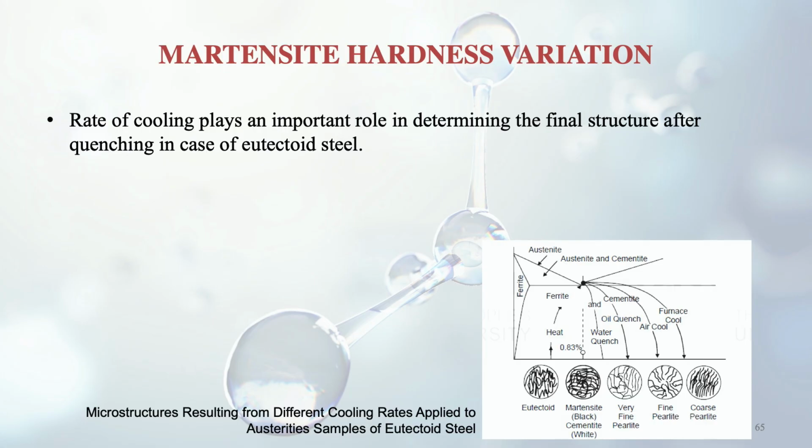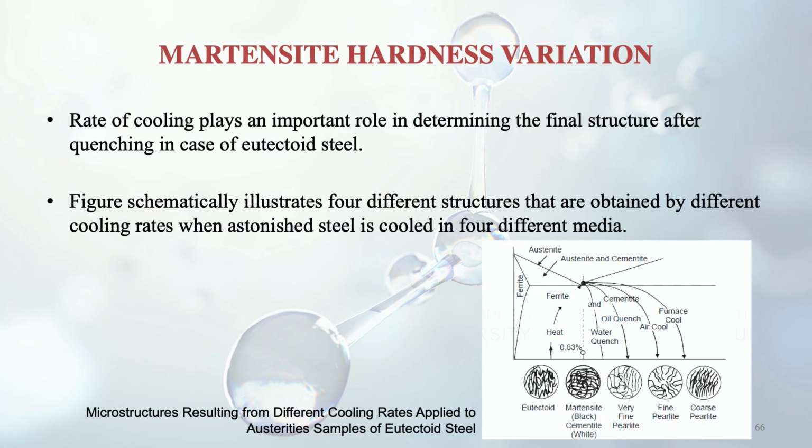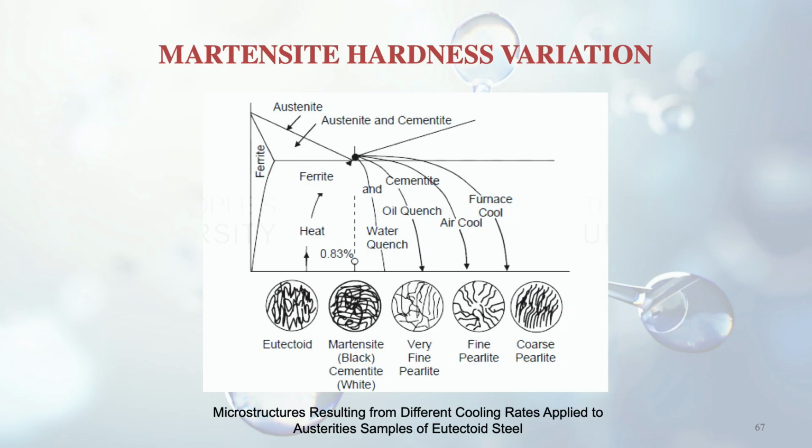Now we will discuss the cooling rate and the effect of the quenching media. How does the cooling rate affect the formation of martensite? Rate of cooling plays an important role in determining the final structure after quenching, especially in the case of eutectoid steel. The figure illustrates 4 different structures that are obtained by different cooling rates when austenitized steel is cooled in 4 different media. It shows the microstructure resulting from different cooling rates applied to austenitized samples of eutectoid steel.